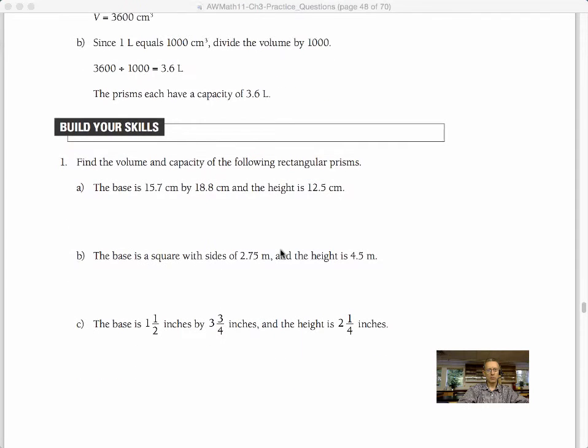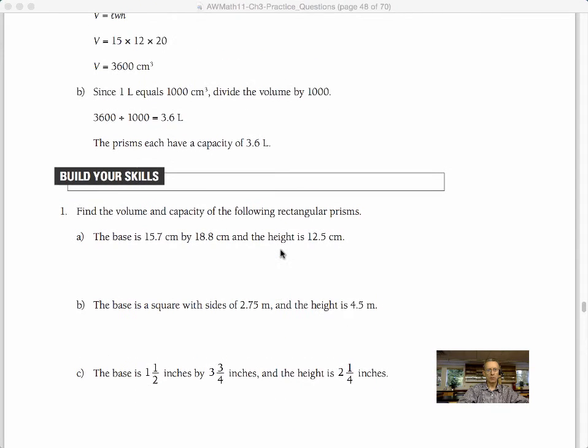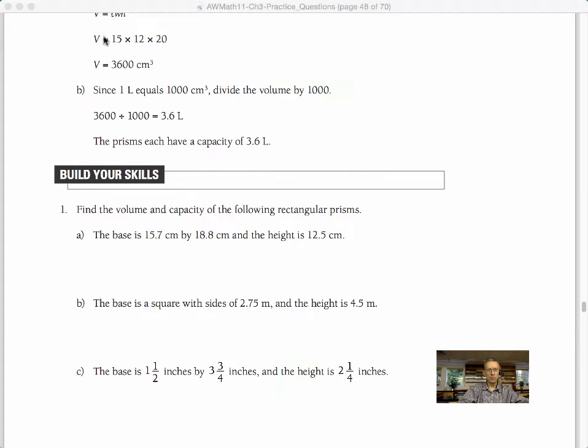Now it tells you the volume here is 3600, and it was in centimeters, so 3600 centimeters cubed. Remember, every 1000 centimeters cubed is equal to a liter. So because we have 3600, we actually have 3.6 liters. We're really dividing this by 1000 to see how many times 1000 will go into this, because every 1000 is a liter. And they get 3.6 liters.